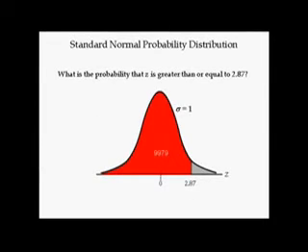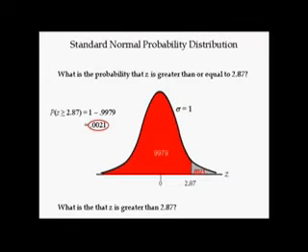What is the probability that z is greater than or equal to 2.87? To compute this probability, we use the complement rule. 1 minus 0.9979 is equal to 0.0021. Hence, the probability that z is greater than or equal to 2.87 is equal to 0.0021, which is represented by the gray area under the curve. What is the probability that z is greater than 2.87? It is equal to 0.0021 because z is a continuous random variable, and the probability that z exactly equals 2.87 is 0.